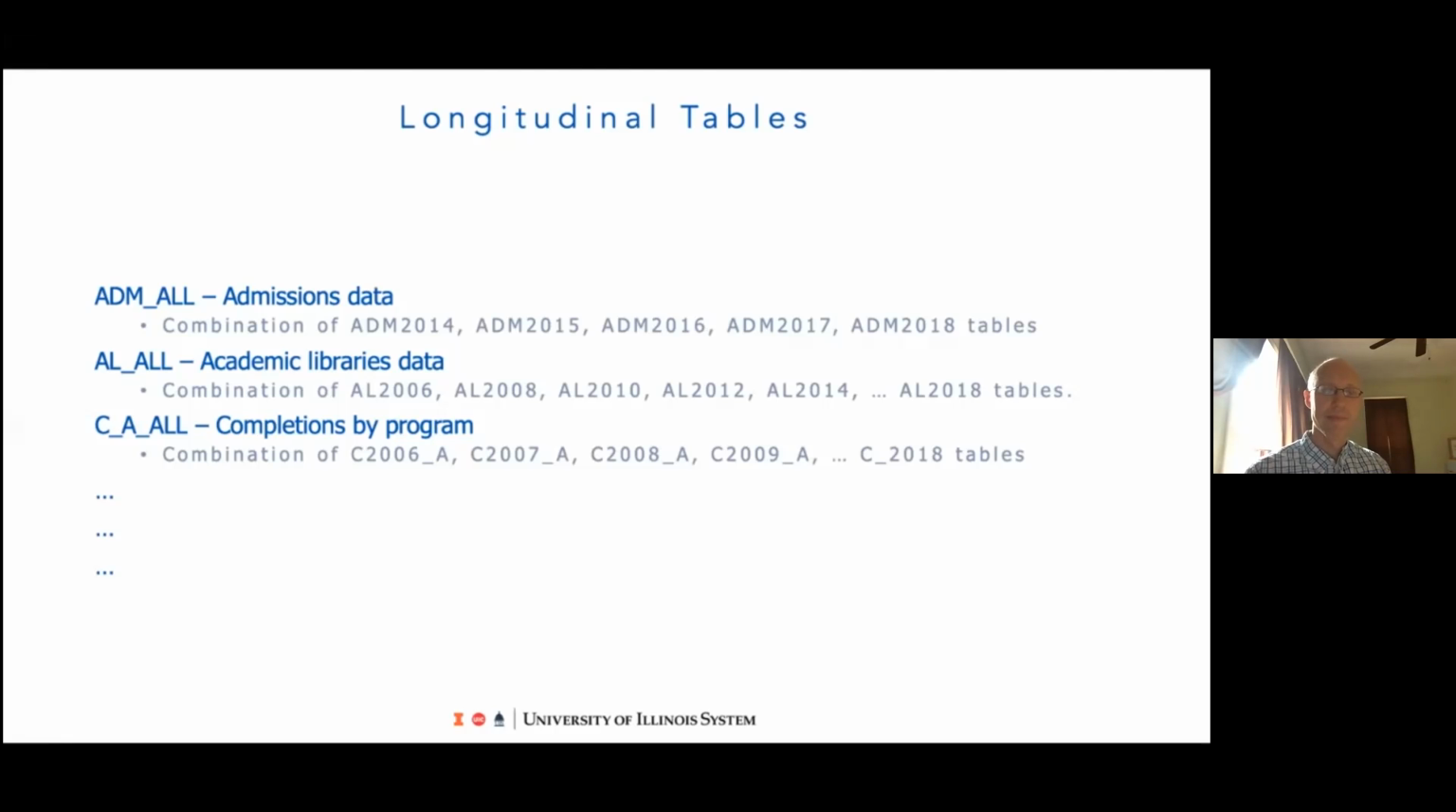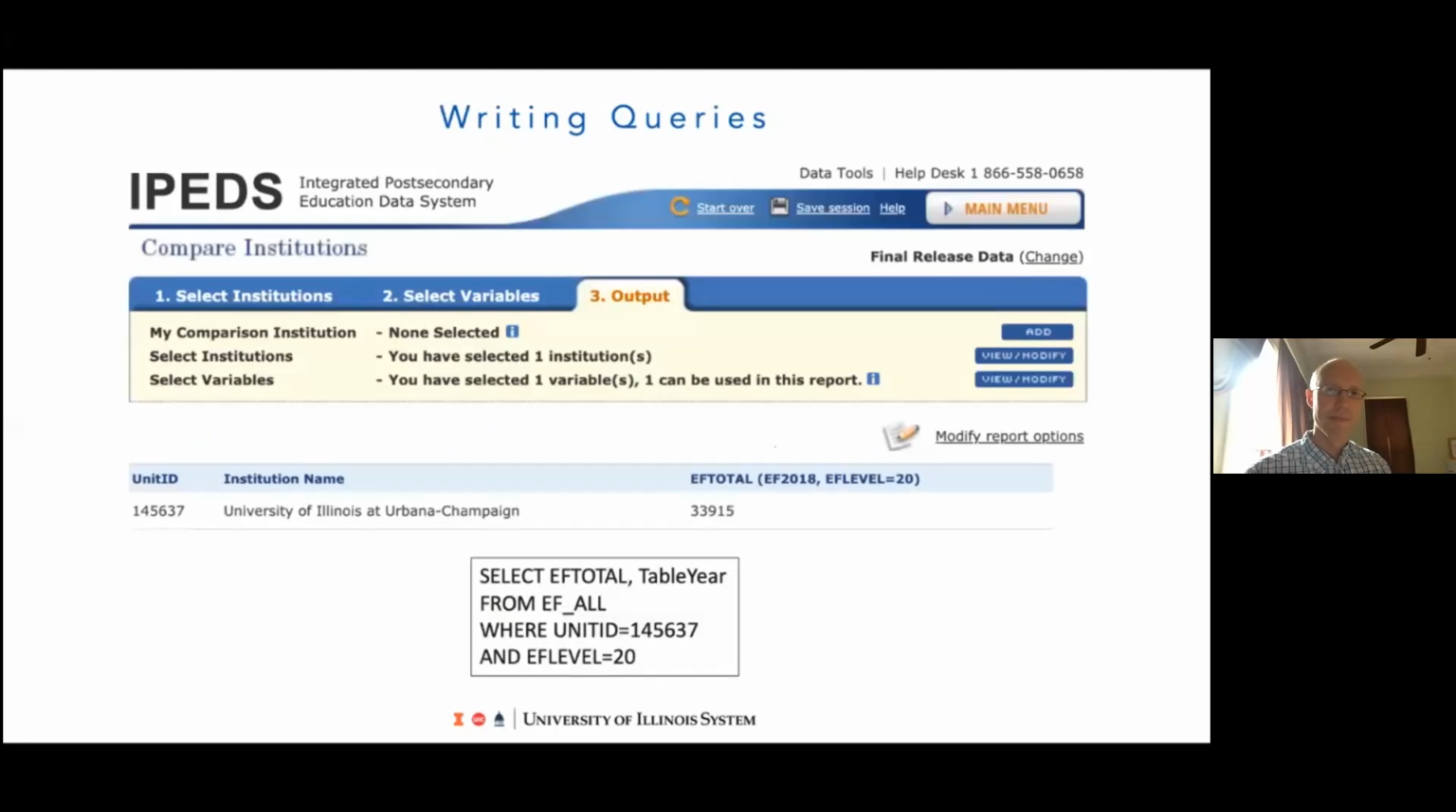So I have an all table for admissions. I have an all table for academic libraries, completions by program. So all of these things are just the combination of those year tables. And the year tables are also in the database if you would like to use those, but the all tables are really for the longitudinal or trend analysis.